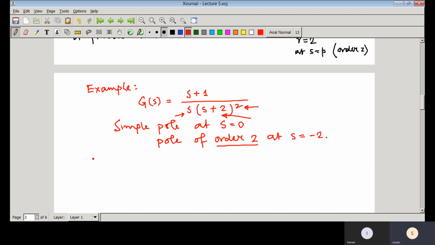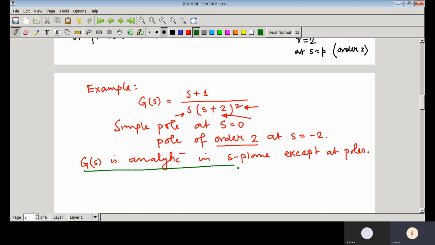So now you can see that G(s) is analytic in the S-plane except at poles. That means a function is analytic in the S-plane except at the pole locations. If you exclude those pole locations, in the rest of the region this function is analytic.